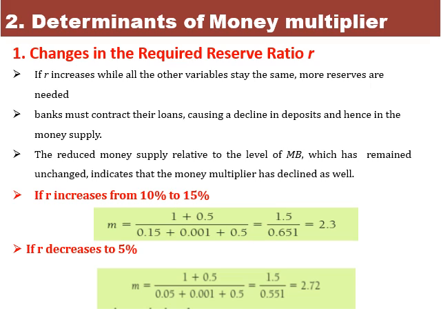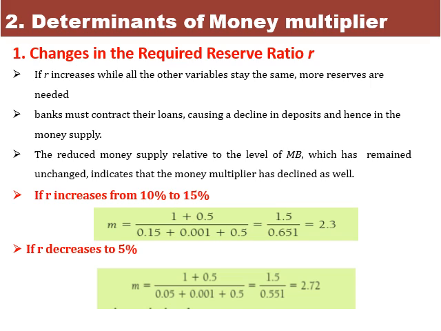So now let's see what will happen if the central bank changes the required reserve ratio and all other factors are constant. Here we will use the same values as in the previous example, but the only variable factor will be the required reserve ratio. Let's see what happens if the required reserve ratio increases from 10% to 15%. We already know the value of the currency ratio, which was 0.5, and the value of the excess reserve ratio was 0.001. So here we will substitute these values in the formula of the money multiplier.